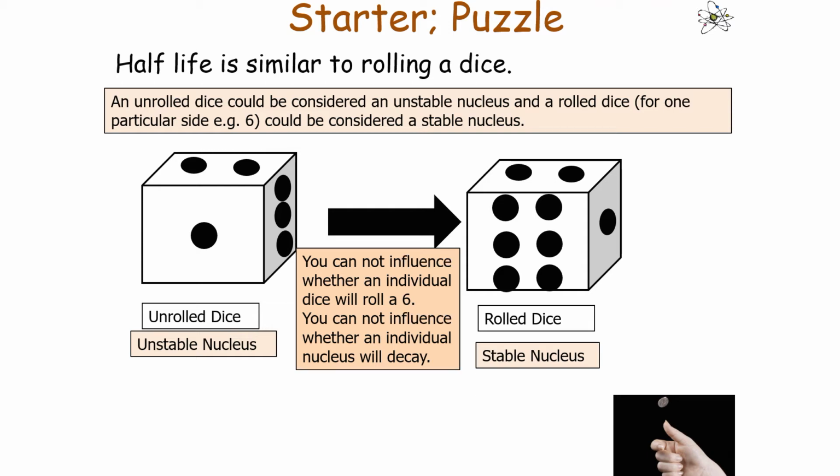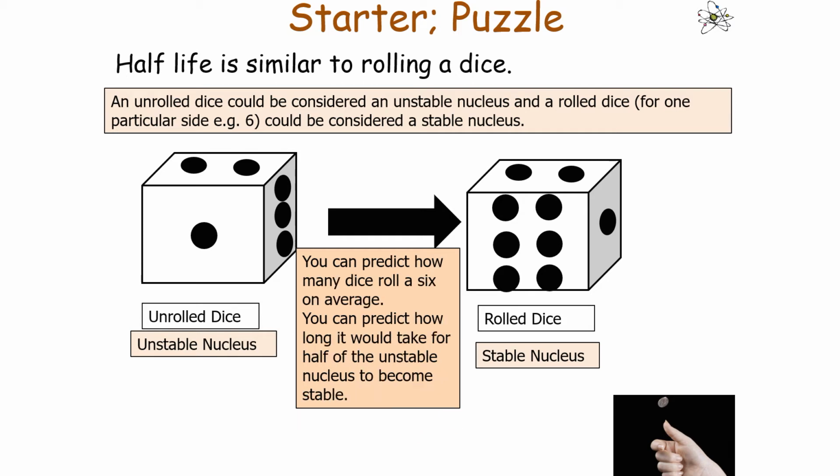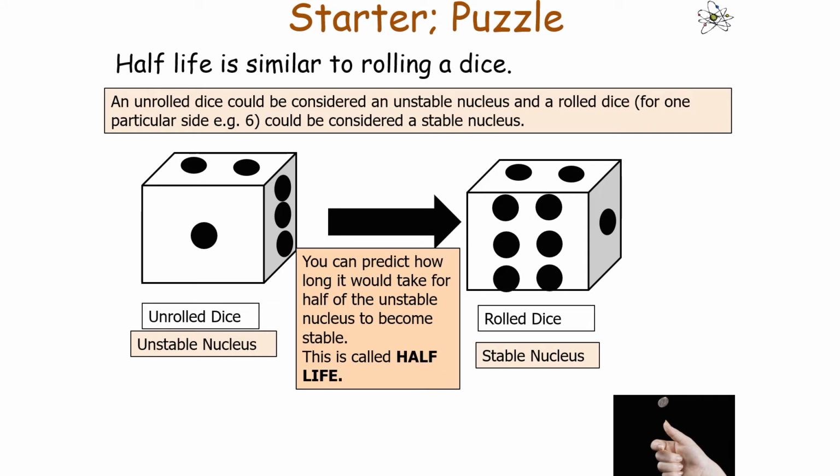In addition to this, you can't influence whether an individual dice will roll a particular number like a 6. And the same principle, you can't influence whether an individual nucleus will decay. So we say radioactive decay is a spontaneous process. You can predict how many dice would roll a 6 on average, so by that similar token you can predict how long it would take for half of the unstable nuclei to become stable. This principle is called the half-life of a substance.